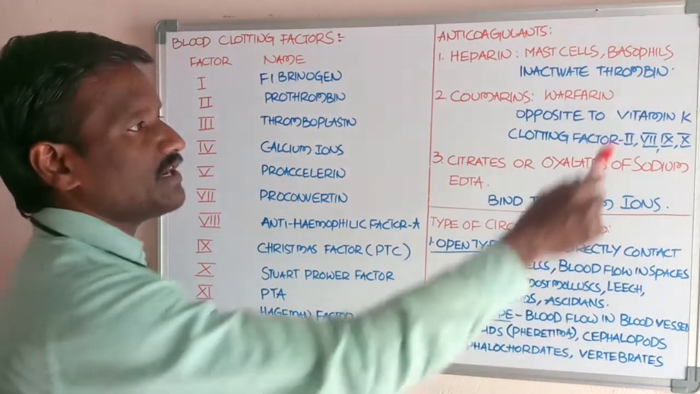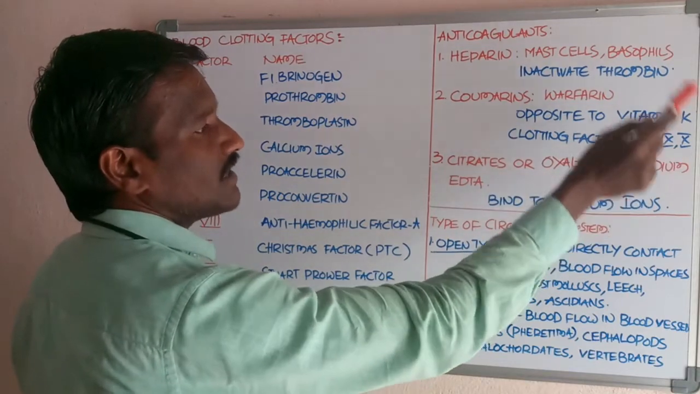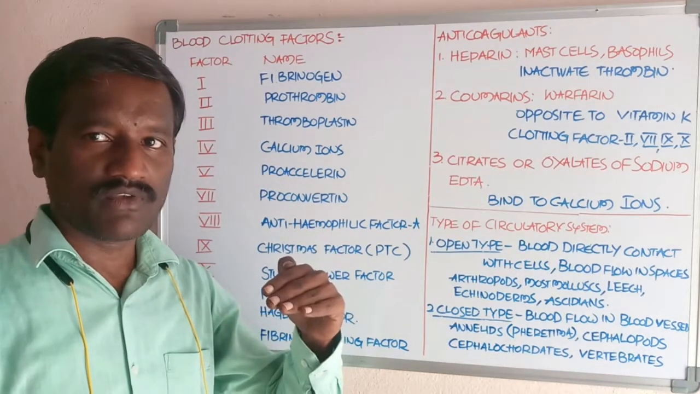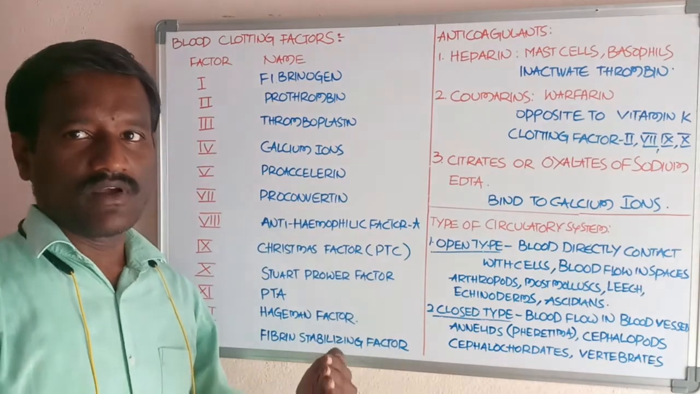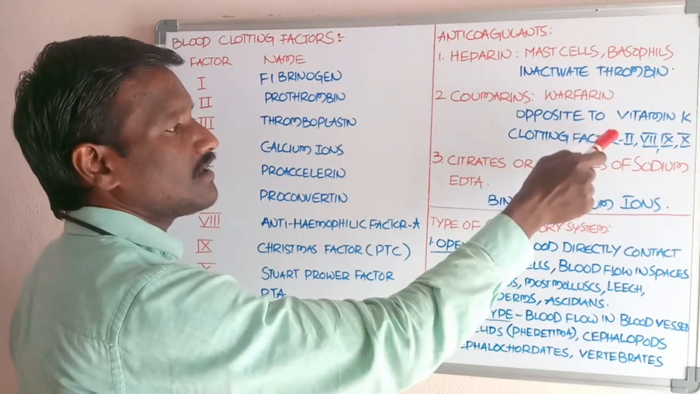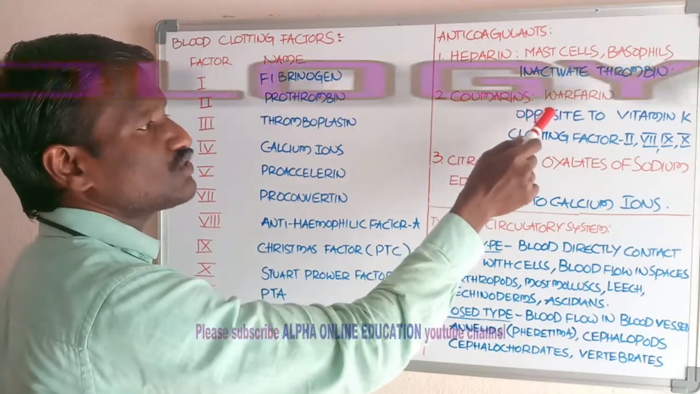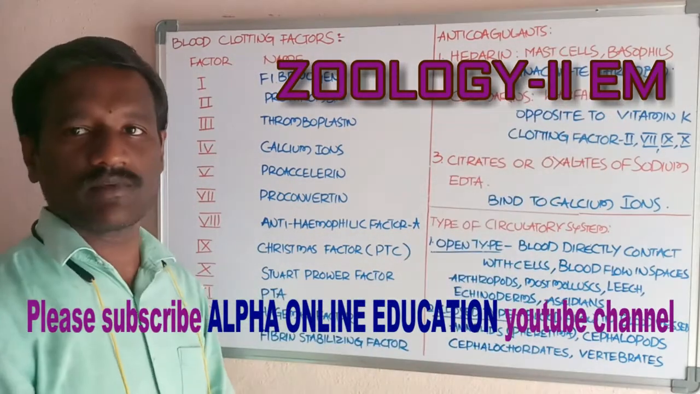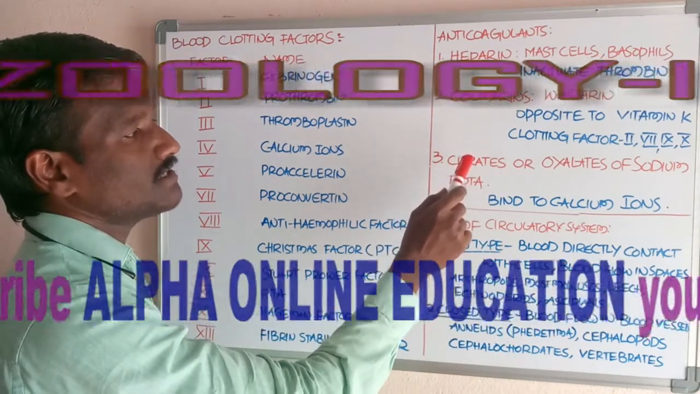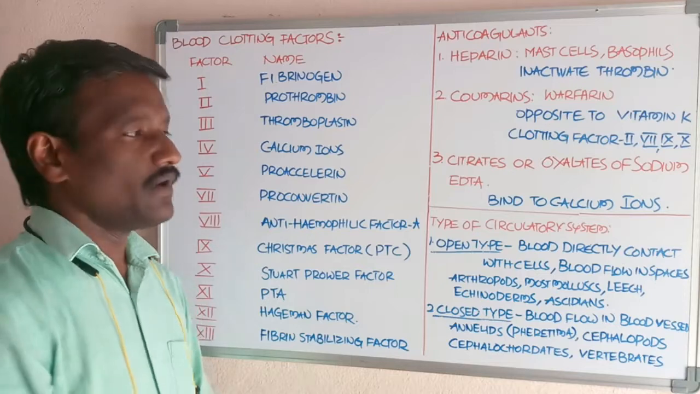Okay, vitamin K helps in the synthesis of the blood clotting factors second, seventh, ninth, 10th. These are synthesized by the liver with the help of the vitamin K, and this synthesis and formation is prevented by the warfarin, which acts against the action of the vitamin K. Okay, students. Next, third one is sodium citrate, sodium oxalate, ethylenediaminetetraacetic acid. These are the chemicals.